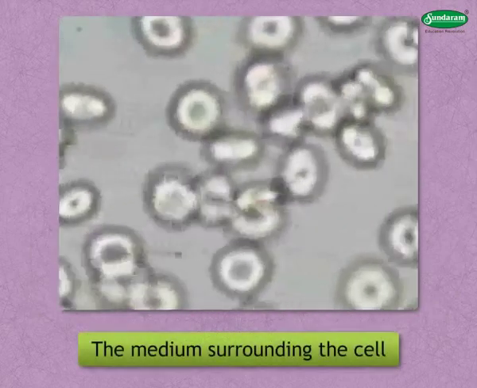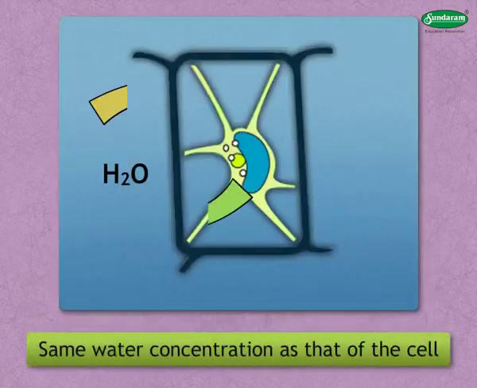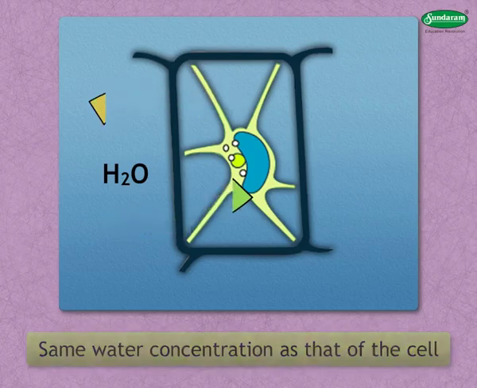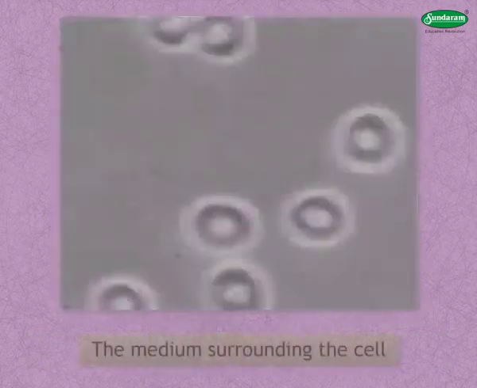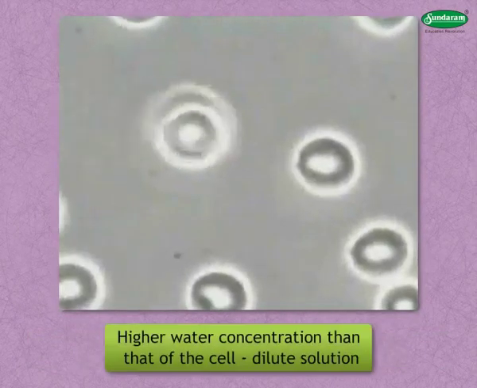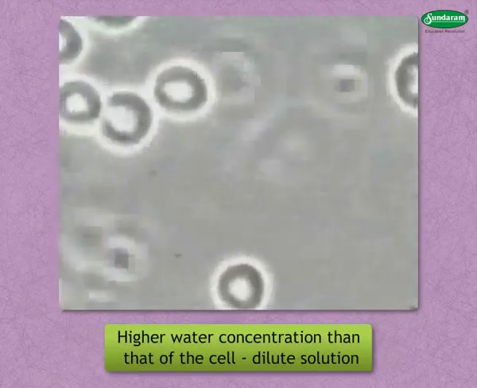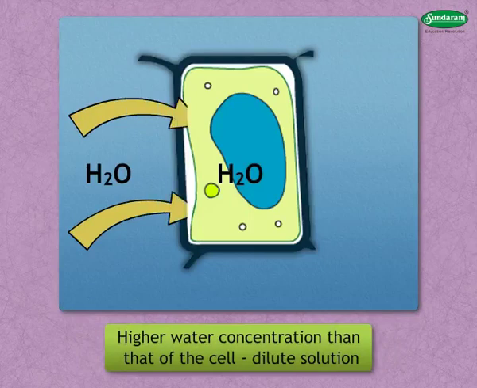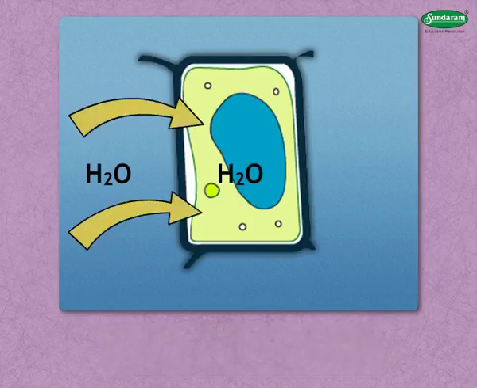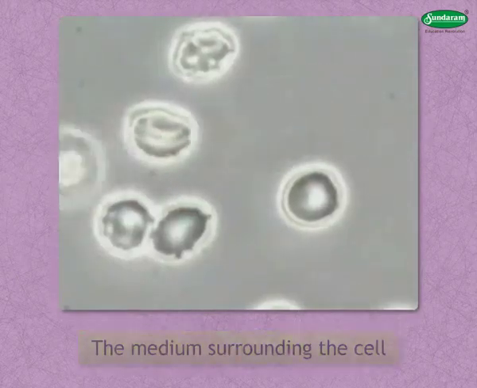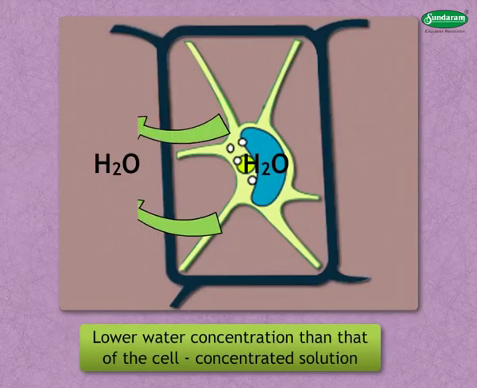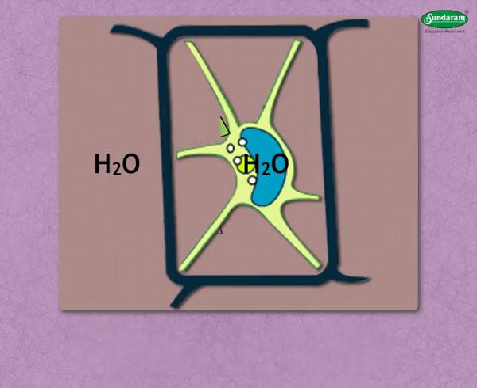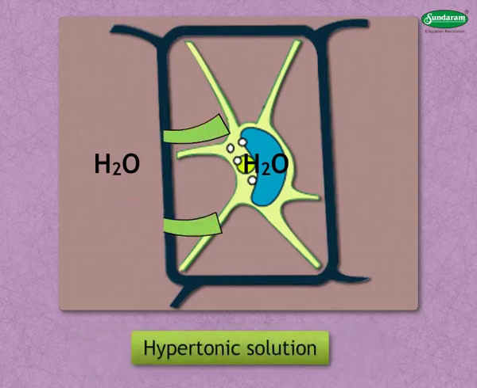First, the medium surrounding the cell has the same water concentration as that of the cell. Such a solution is called an isotonic solution. Second, the medium surrounding the cell has higher water concentration than that of the cell. That is, outside solution is very dilute. Such a solution is called a hypotonic solution. Third, the medium surrounding the cell has lower water concentration than that of the cell. That is, outside solution is more concentrated. Such a solution is called a hypertonic solution.